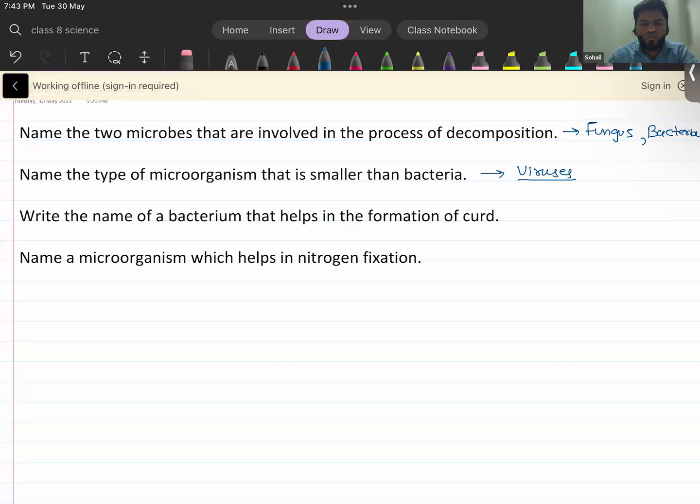Name a microorganism which helps in nitrogen fixation. Bacteria. No, you actually have to name the microorganism which helps in nitrogen fixation. You have to name that bacteria. It is a bacteria, but what is the name of that bacteria?